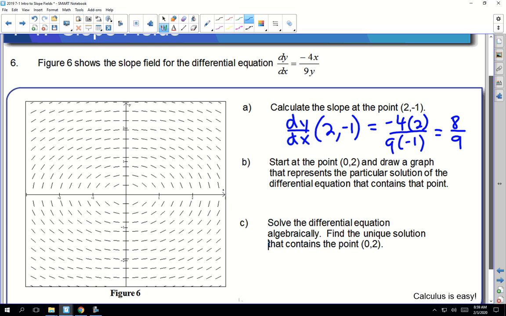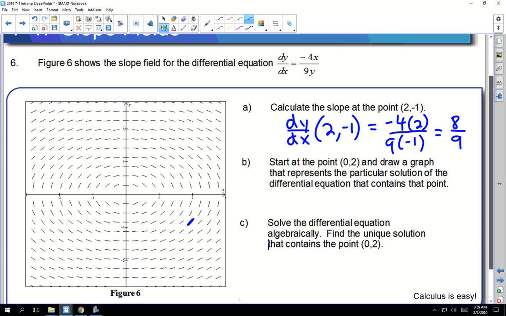and so I get 8/9. So if you go over to the slope field, the graph of this, and you look at (2, -1), about here maybe. Does that look like about a slope of 8/9? A slope of about 1.